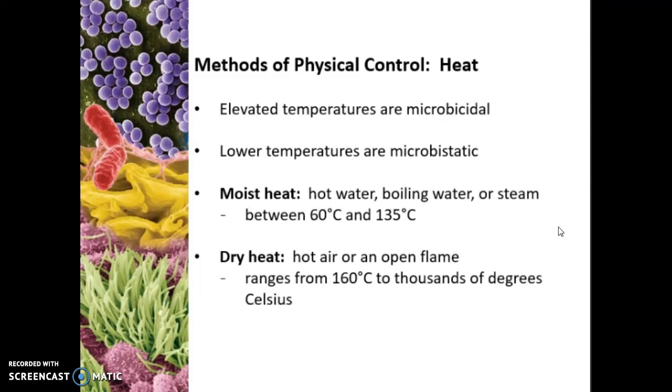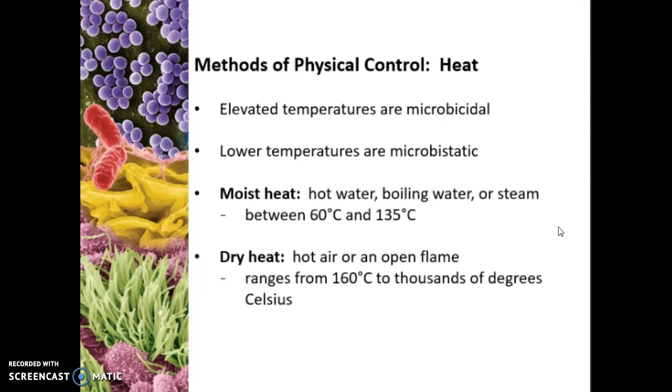If you're in the lab, you should be using Bunsen burners to sterilize your inoculating loops, and that is an open flame. It's hot enough to burn off any material, any microorganisms, any contaminant off those wire loops. And so the ranges for dry heat can be 160 degrees Celsius to thousands of degrees. And that's when you're going to see incineration effects.